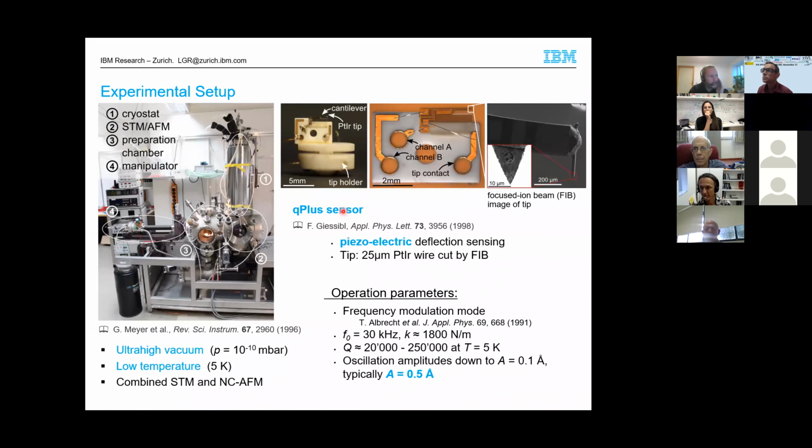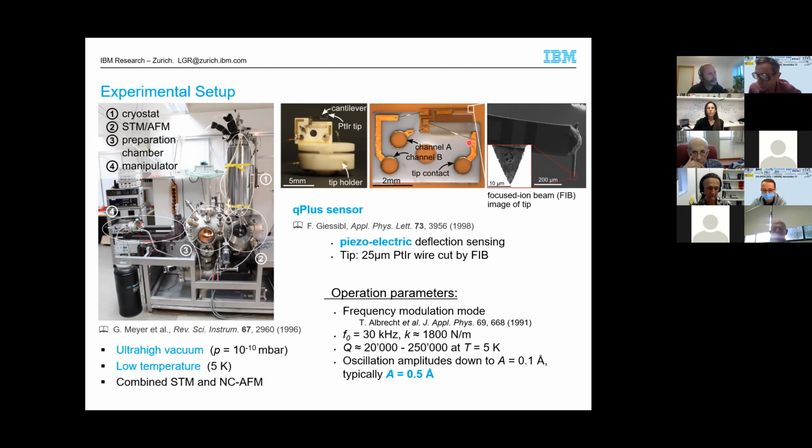Okay, so that's the introduction to the technique. So I just want to mention all experiments are done at 5 Kelvin in an ultra high vacuum system. And we use sensors that can be used to both measure the tunneling current for STM, scanning tunneling microscopy, and the force for AFM, atomic force microscopy. And these are these Q+ sensors as proposed by Franz Giesibel. So they oscillate and we record the frequency shift, and this gives us information about the force.